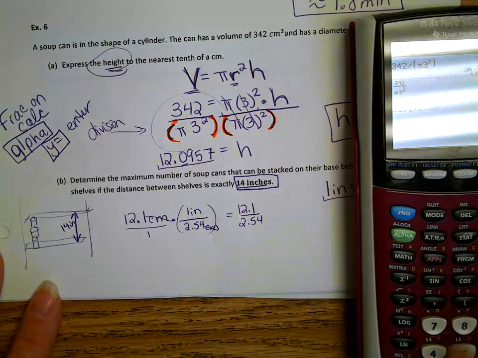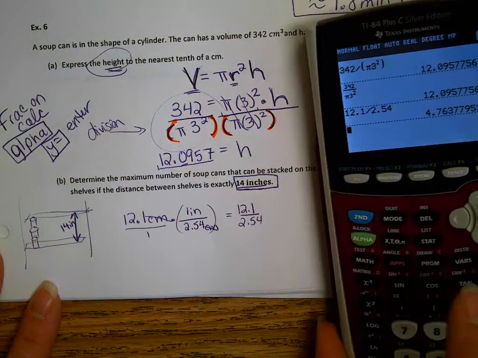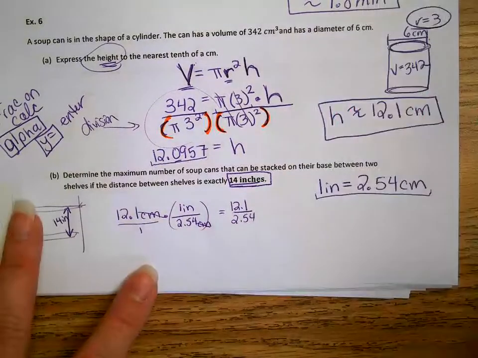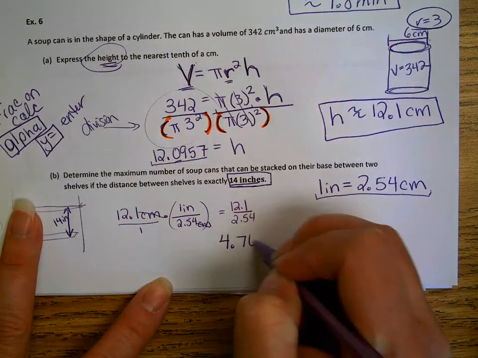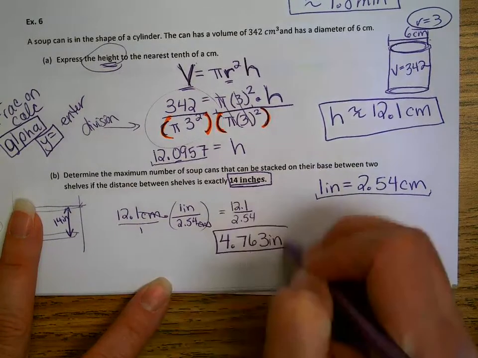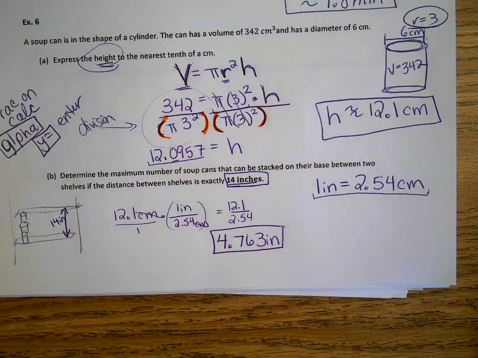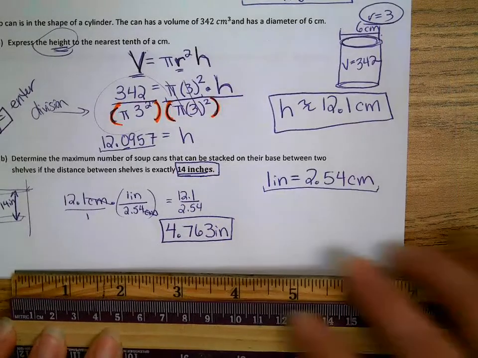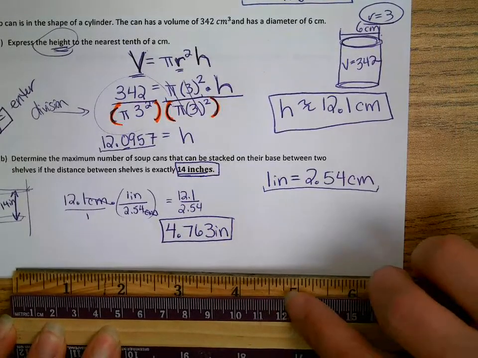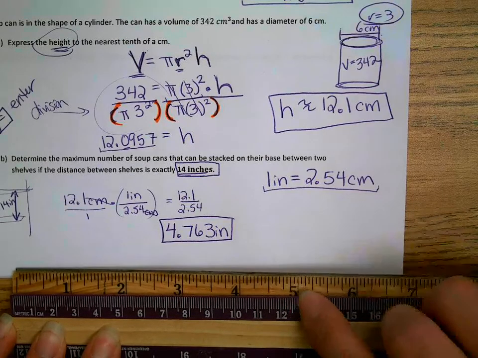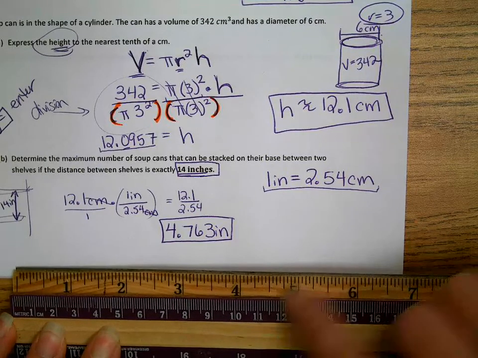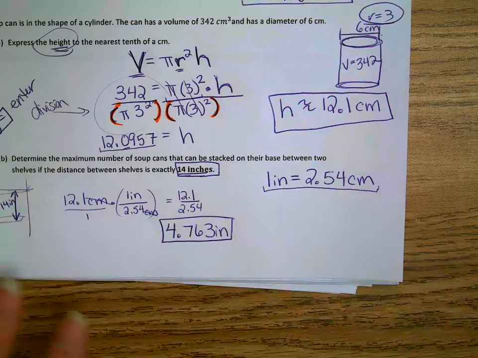12.1 divided by 2.54 gives me, if you can see my calculator screen, 4.763. So this is going to be about 4.763 inches. So the soup can, if it measures 12 centimeters, is going to be about 4.76 inches. I just had to pause, I'm sorry, to find a centimeter ruler next to an inch ruler. That seems about right. About 12 centimeters is almost 5 inches. Centimeters are on this ruler, inches on that one. If you happen to have rulers in front of you, take a look at that.